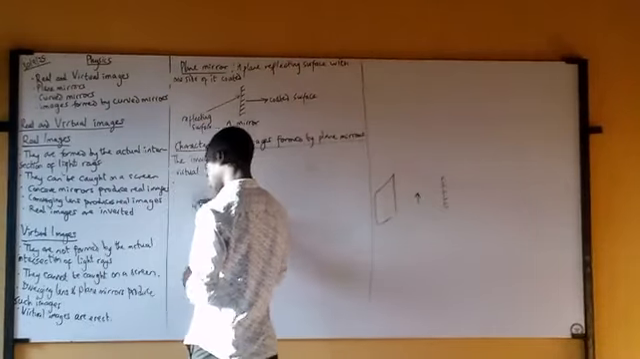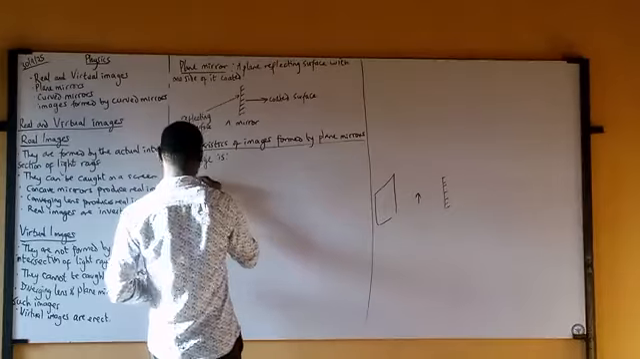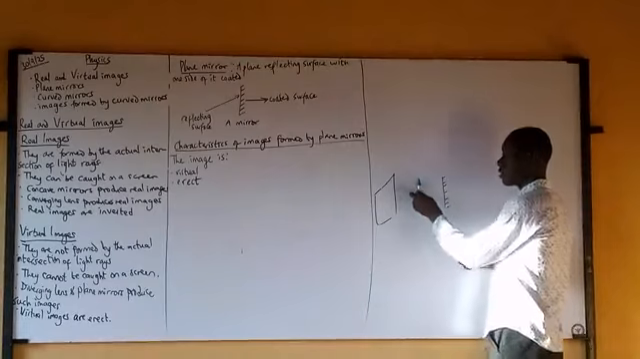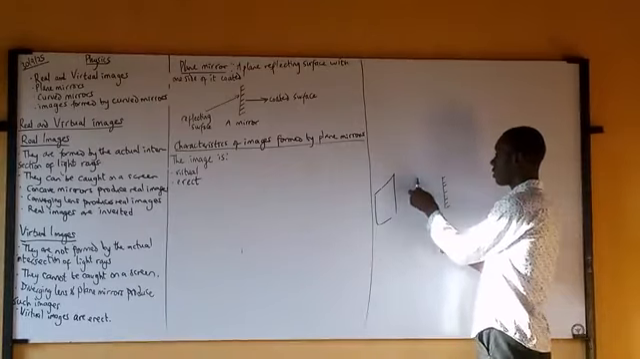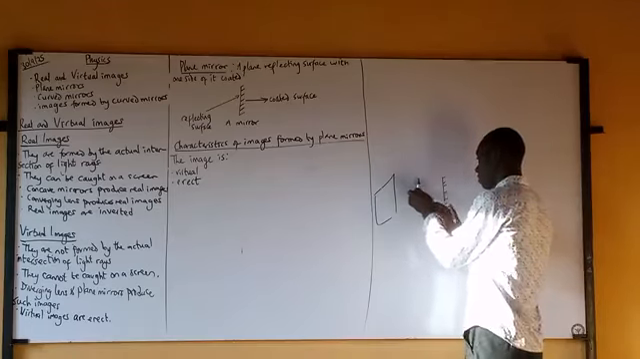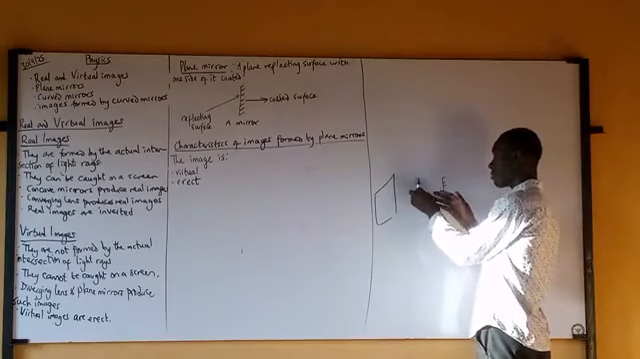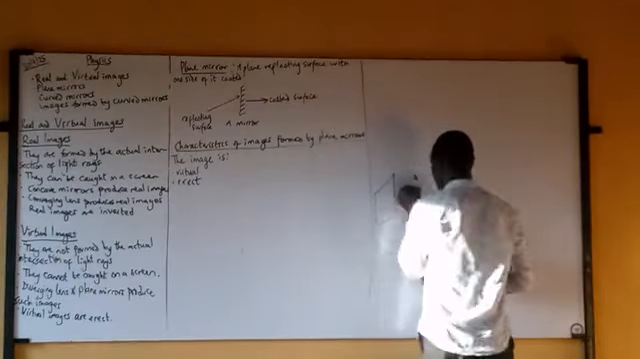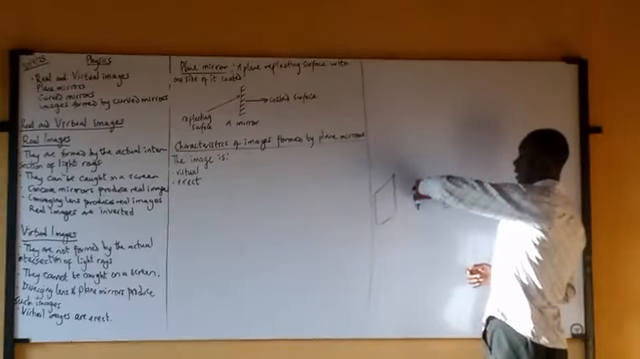Another thing is that it is direct. Of course, if you put a pin or this marker in front of this mirror, you are going to see the image of this marker, the image of the object, inside the mirror in this exact orientation. It's not going to be inverted like this.